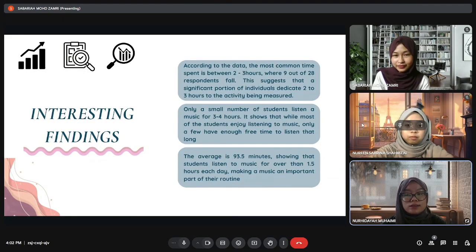So the next slide is about interesting findings of our data. According to the data, the most common time spent is between 2 to 3 hours, where 9 out of 28 respondents fall. This suggests that a significant portion of individuals dedicate 2 to 3 hours to the activity being measured. And only a small number of students listen to music for 3 to 4 hours. It shows that while most of the students enjoy listening to music, only a few have enough free time to listen that long. And the average is 93.5 minutes, showing that students listen to music for more than 1.5 hours each day, making music an important part of their routine.